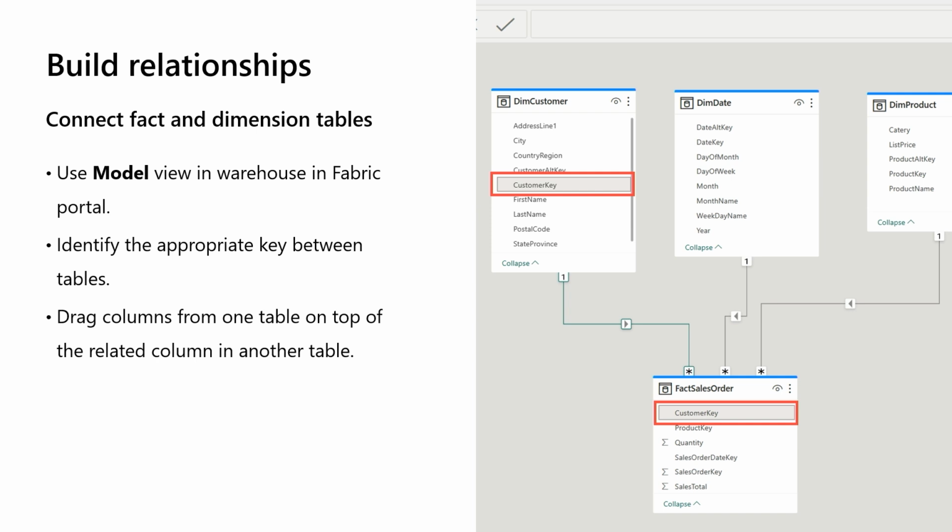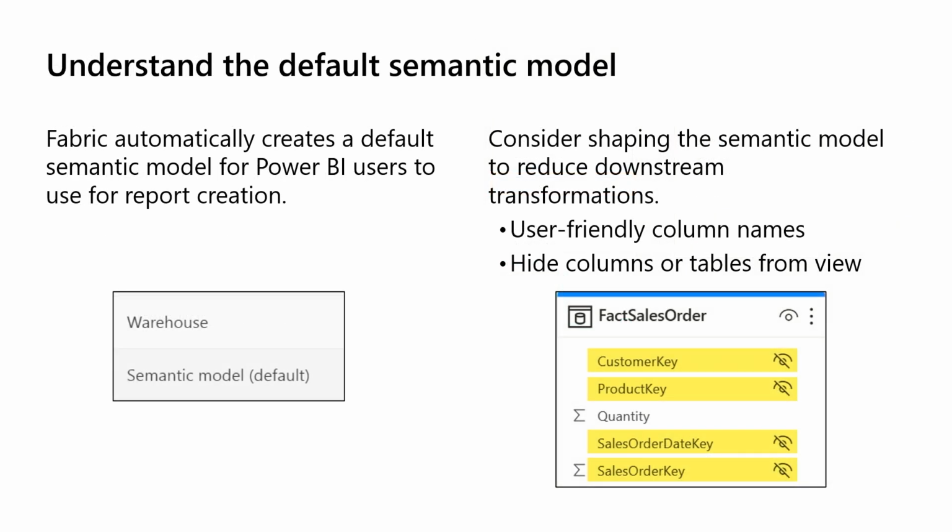Also, ensure each dimension table has a primary key that uniquely identifies each record, and then identify columns in the fact table that will act as foreign keys to establish relationships with other tables. To create a relationship, drag and drop columns from the dimension table's primary key to the fact table's corresponding foreign key. Using the model view in the Fabric portal simplifies the process of building relationships between tables, giving you a very efficient way to establish and visualize relationships. Microsoft Fabric automatically creates a default semantic model for Power BI users to facilitate report creation.